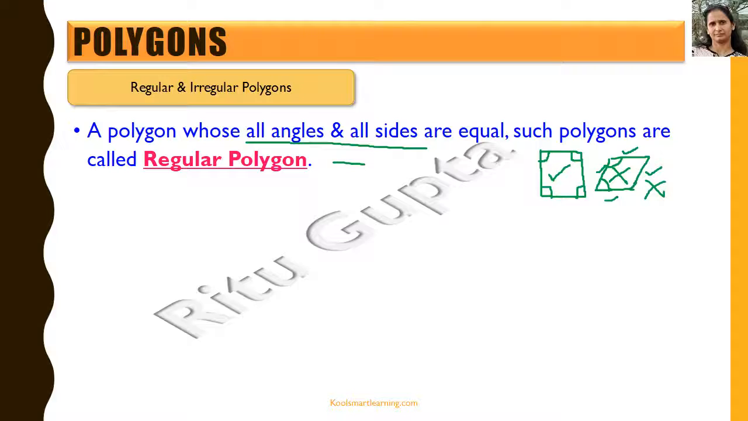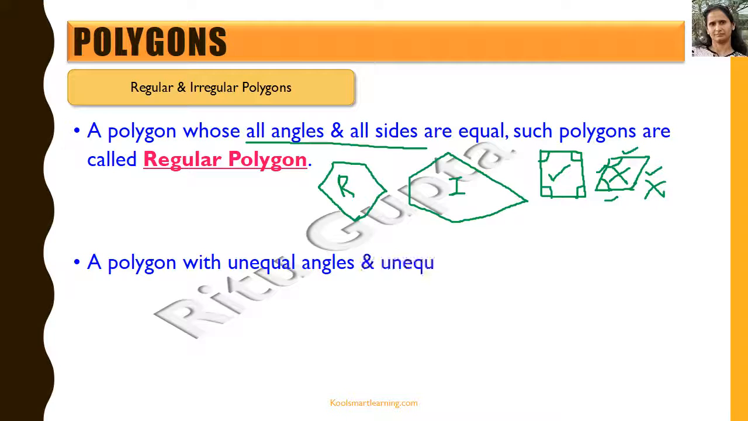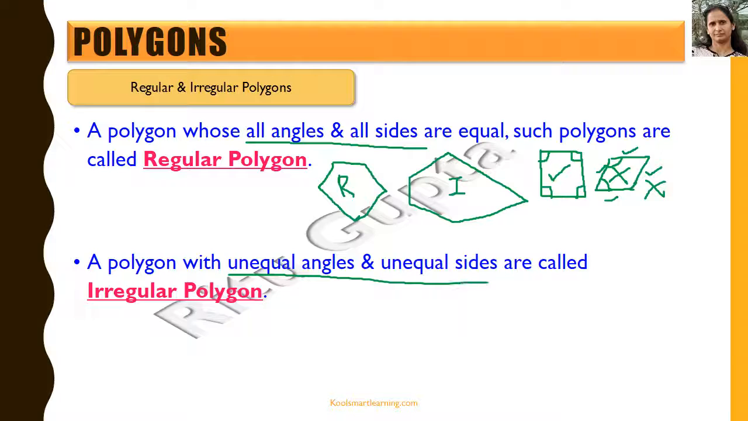Similarly, we could have a 5-sided figure, which is a pentagon, which could be a regular pentagon, or we could have an irregular kind of pentagon. So this is the regular pentagon and this is the irregular pentagon. So any polygon with unequal angles and unequal sides is called an irregular polygon. Similarly, rhombus, rectangle and parallelogram, these are all examples of irregular polygons.